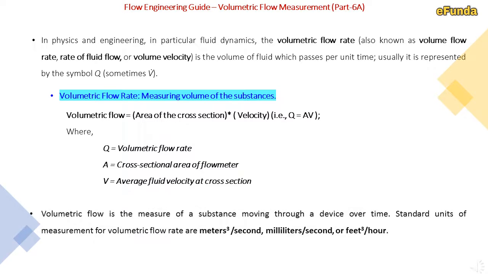Volumetric flow is the measure of substance moving through a device over time. Standard units of measurement for volumetric flow rates are meter cube per second, millimeter per second or feet cube per hour. These are the standard measuring units used for volumetric flow rate measurement.